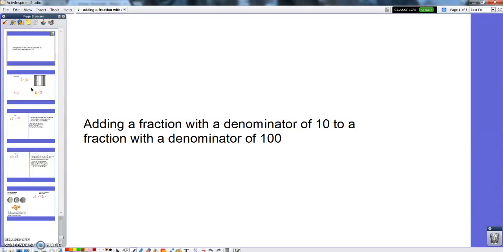Good evening, everybody. Going to work today on adding a fraction with a denominator of 10 to a fraction with a denominator of 100. So please find your next free page in your math notebook. Give it this title, and when you have done that, unpause, close your notebook, and just think with me until we get to the we do.